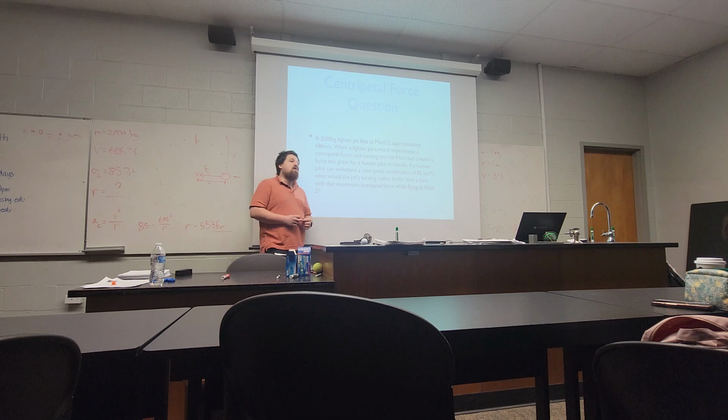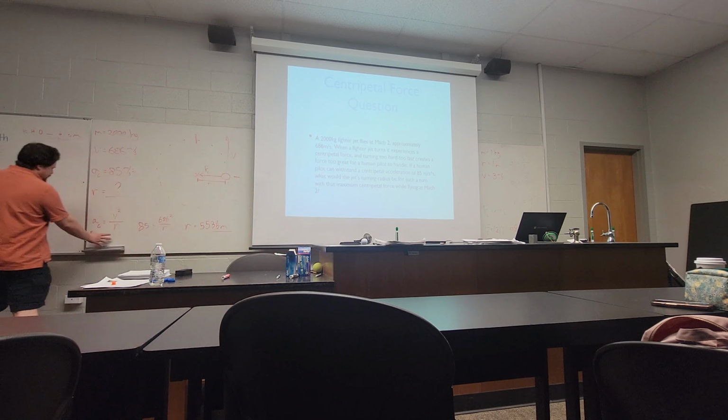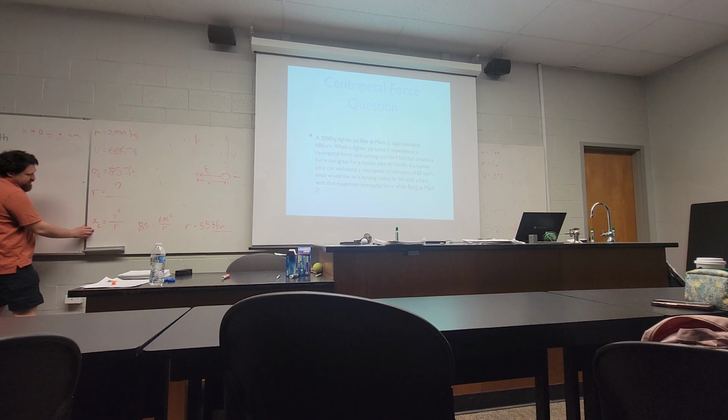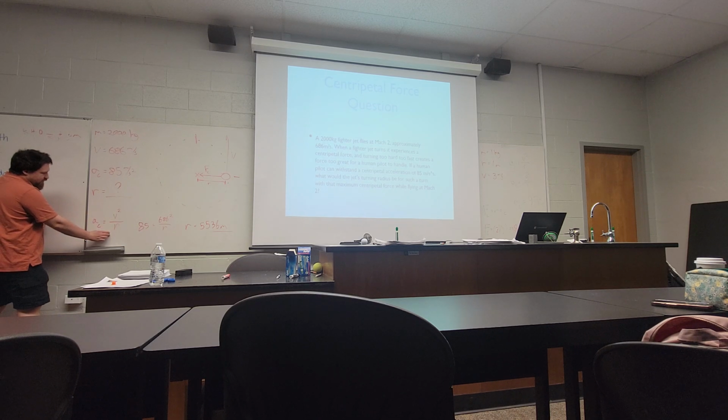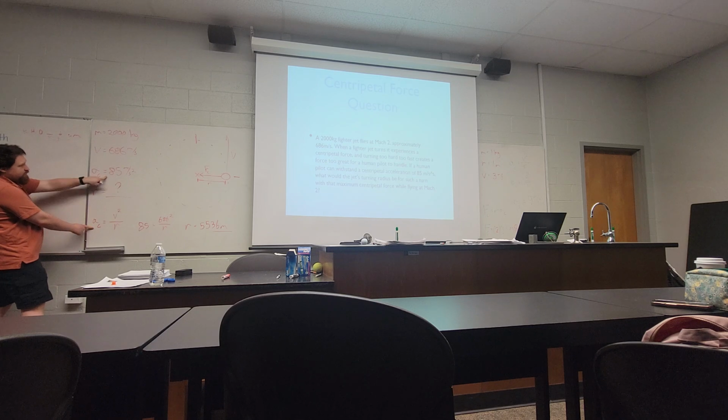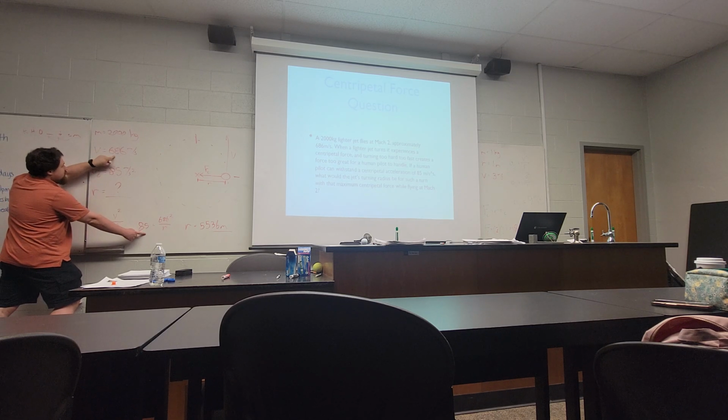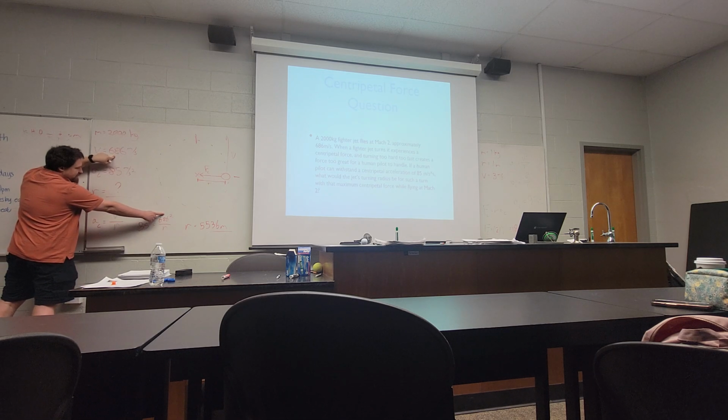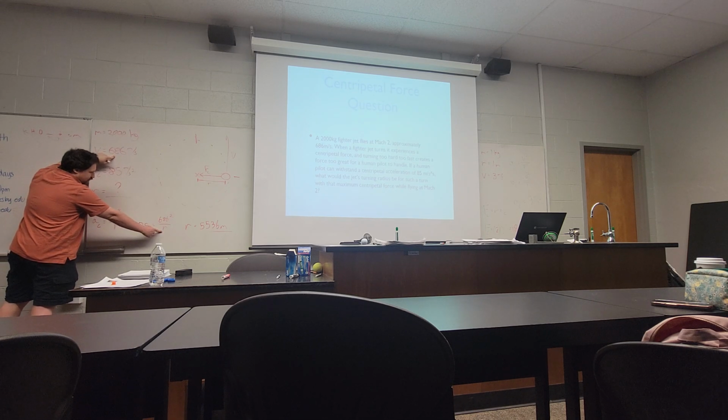Yes? So this is the formula for centripetal acceleration. AC equals V squared over R. The maximum AC that this pilot can withstand is 85. The velocity they're currently moving at is 686. That gets squared, and we're looking for R.